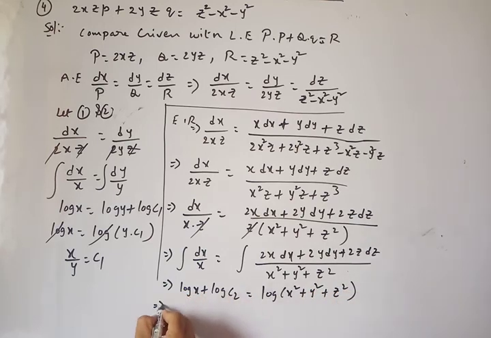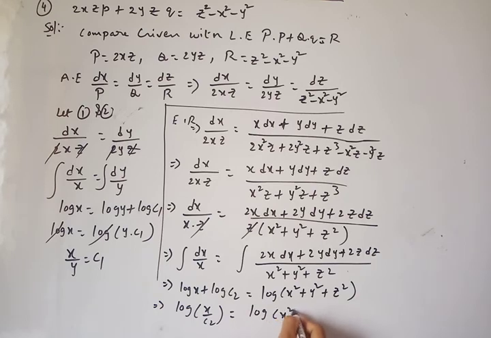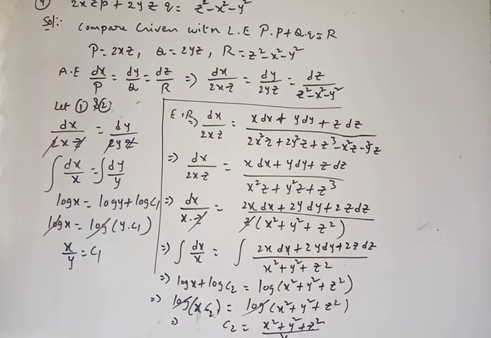So log a plus log b is what? Log ab. Log of x into c2 is equal to log of x square plus y square plus z square. This log got cancelled. So what is my c2? Oh sorry, log a plus log b is log ab, extremely sorry. So log x into c2, not x by c2, okay? So c2, okay? So x will go that side, c2 is equal to x square plus y square plus z square whole divided by x, that is our c2.